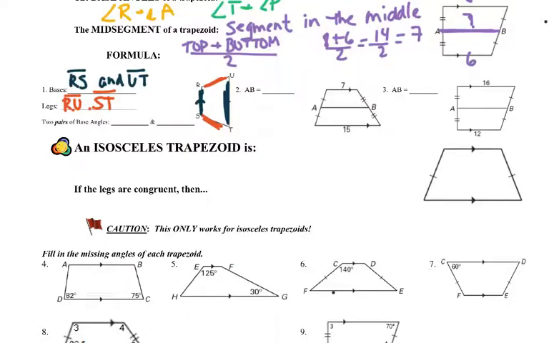Two pairs of base angles is a pair at each side. So like angle R, angle S is one pair, and then angle U and angle T are the other pair. Here's that base midline formula where you would add top plus bottom divided by 2. So 7 plus 15 divided by 2. So 22 divided by 2, 11.